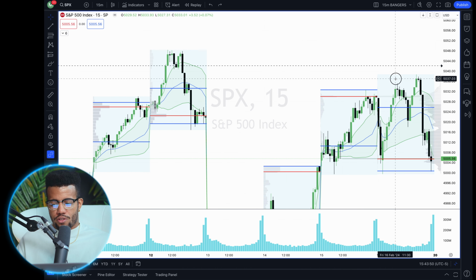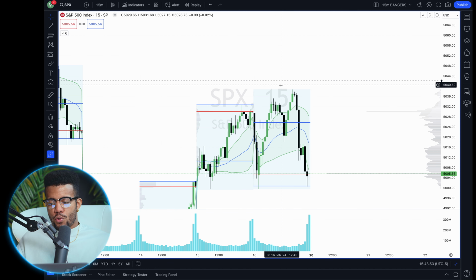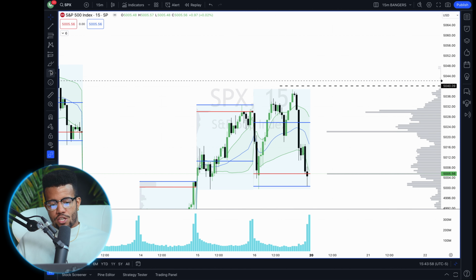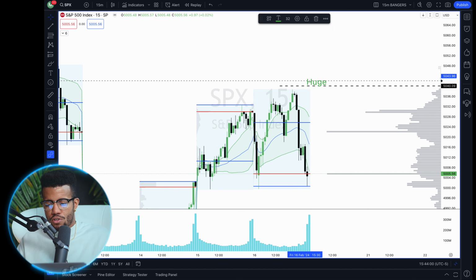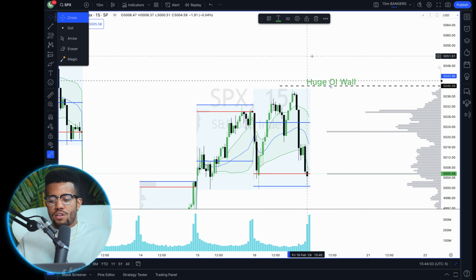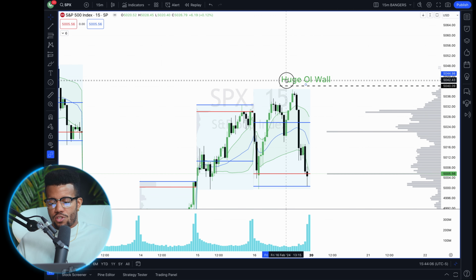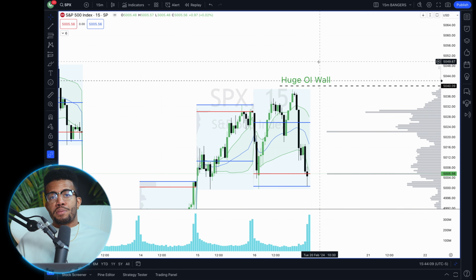This is the SPX chart that I'm pulling up here. So at 5,040, which is right here, there is a huge open interest wall. Huge OI wall. What does that mean? That means that there were a ton of open call positions here. And if those go in the money, all those people have to get paid.